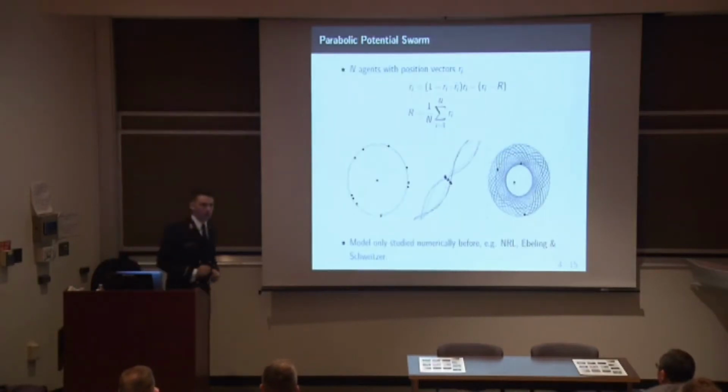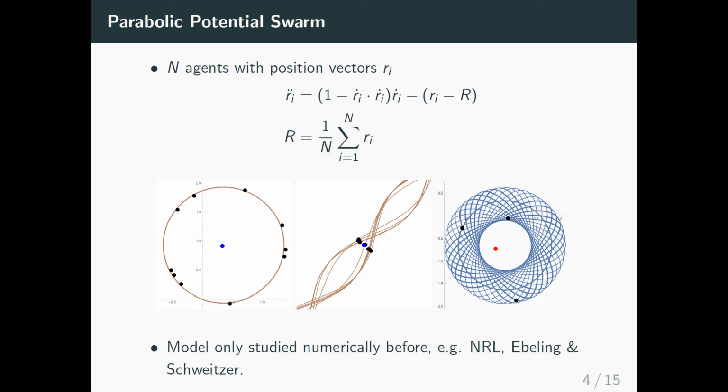So the swarm that we're studying is called the parabolic potential model. And so the equation of motion is pictured on the top. So every agent, so all of these points represent individual agents, so they might be birds or they might be robots. And every agent's acceleration is given by this function. So what the part on the left means is that if the speed is below 1, then it's going to accelerate. The speed's going to increase. And if the speed is above 1, then it's going to decrease. So all of the agents will try to keep their speed around 1.